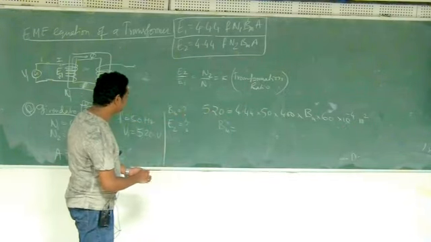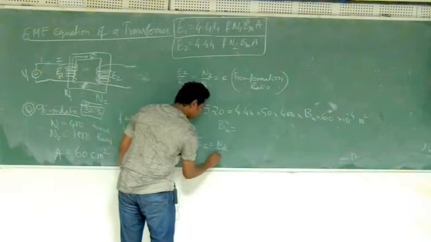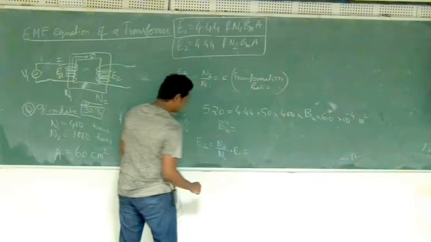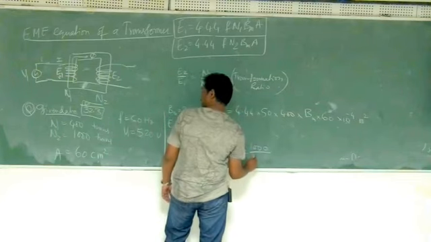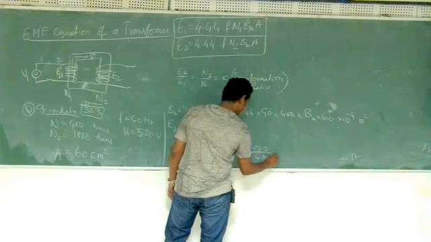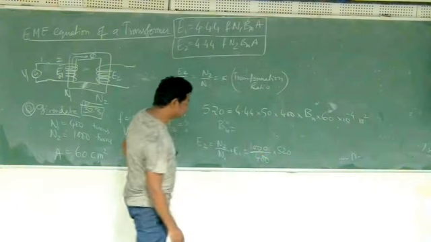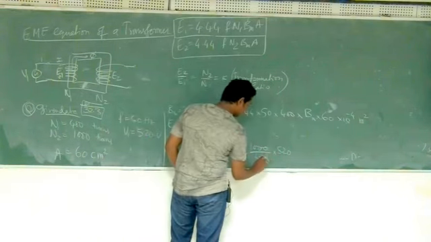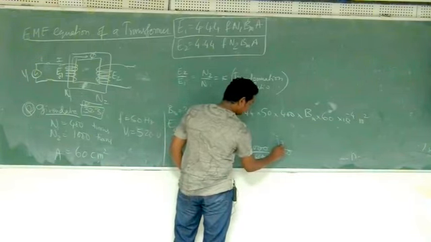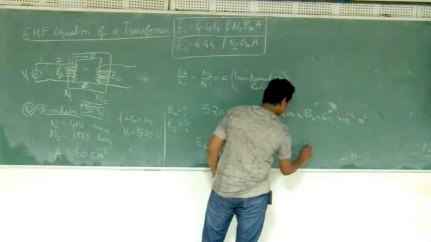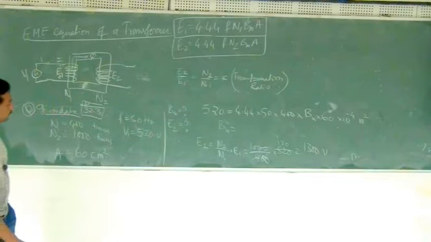Can someone quickly try that? In the case of E2, N2 is 1000 by 400 into E1, which is 520. This is again a simple calculation. 4 ones are 4, 4 3s are 12, so this is like 1300 volts. So that's the second part.